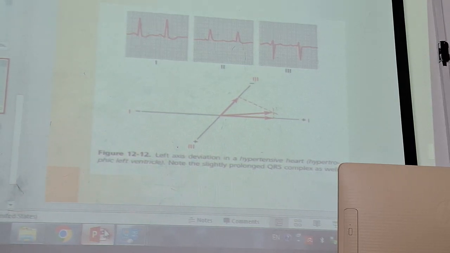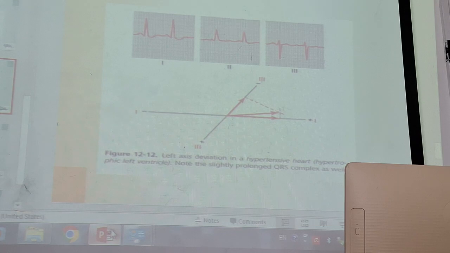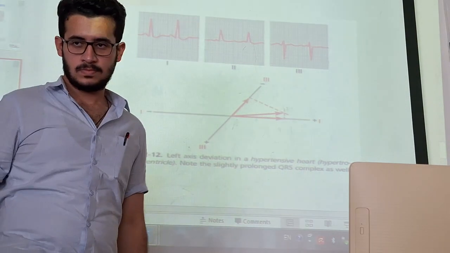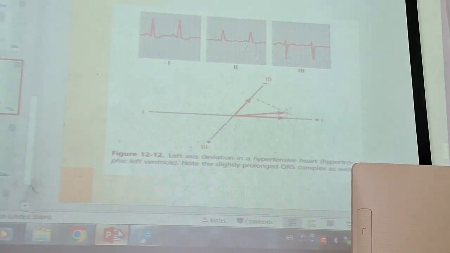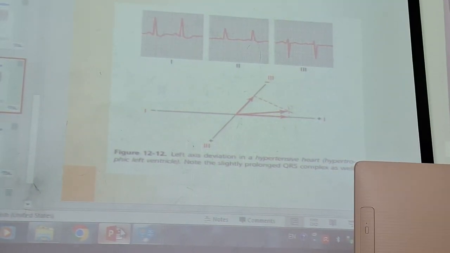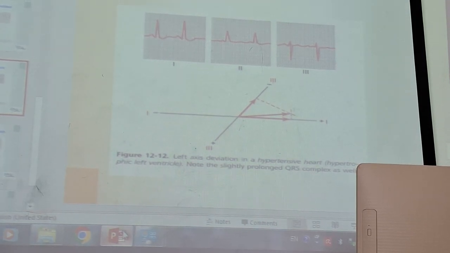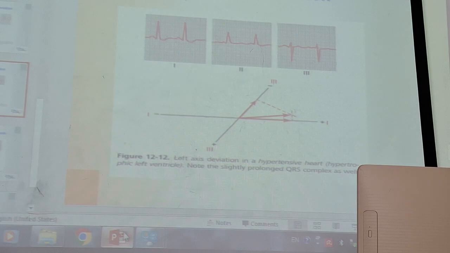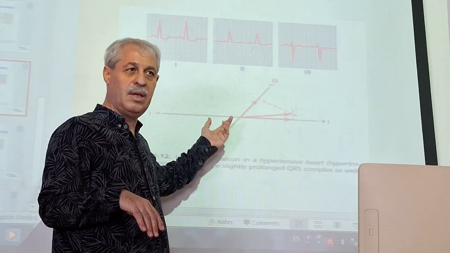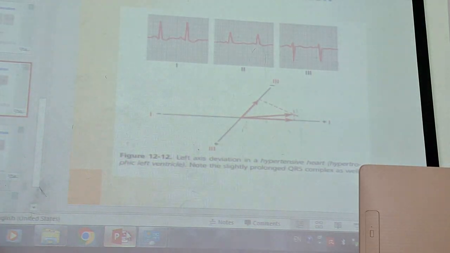See, you have a left axis deviation here. I think it's less than minus 30. If it is 60, it is less than 60. Means this is, you are right, less than minus 30. But the book should have brought a better example. This is what I have actually taken from the book. This is left axis deviation. So what is the reason for the left axis deviation?